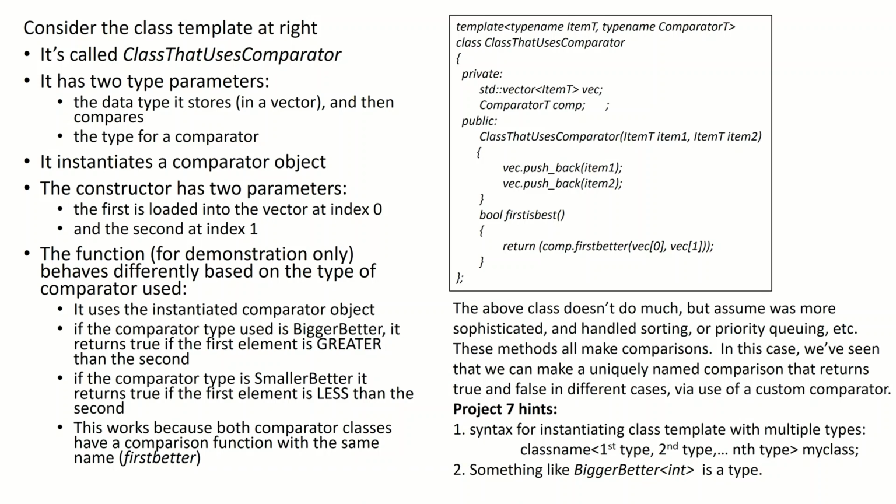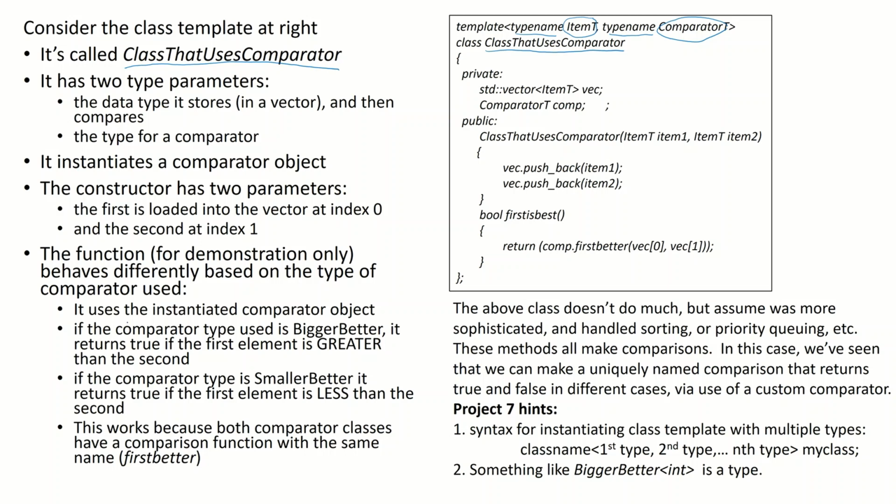So let's look at the class on the right, which is a class that basically uses a custom comparator. You notice that I gave it a very long name, class that uses comparator, because that's the point I'm trying to make here. This class is a templated class, so it is a class template, and it takes two type parameters. You see typename twice, followed by type 1 and then type 2. Type 1 is called item T, and type 2 is called comparator T. So these are the two.